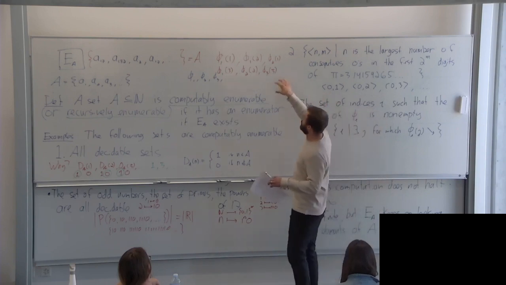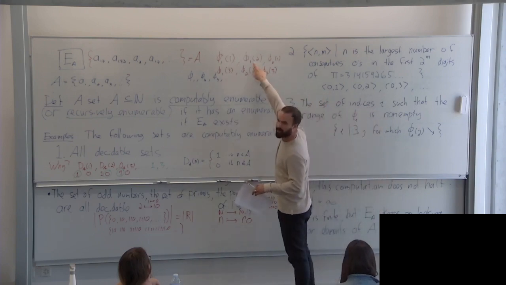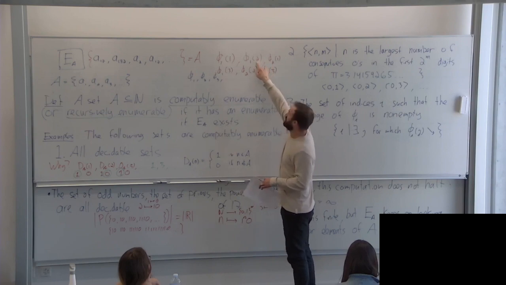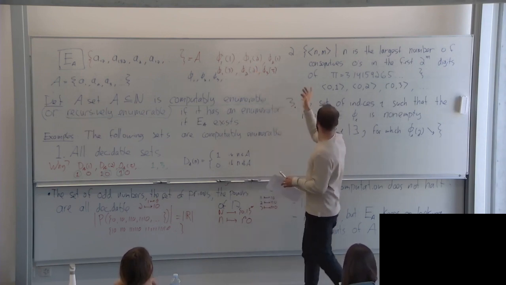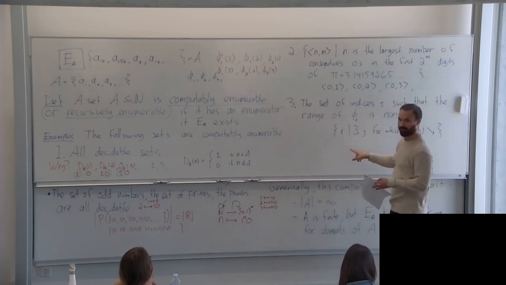And I'm going back to phi 1 of 2 and computing it for a bit longer. Eventually, if it halts, then I know, oh, machine number 1 has at least one input for which it has a valid computation. So its range is not empty, so I will enumerate the number 1.